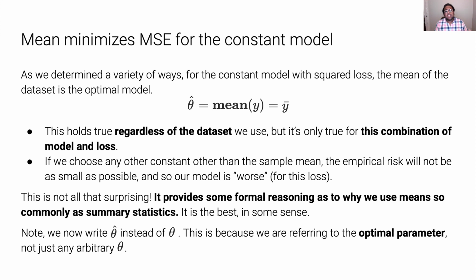If we choose any other constant than the mean, the empirical risk or average loss will not be as small as possible, and so our model won't be the best in some sense, and so it'll be worse. And so this shouldn't be that surprising. This explains why we so often use the mean of a set of values to describe it. It's not only convenient to calculate, but it's also the best in some sense. And so here we write theta hat because it is the optimal value of the model parameter theta for our given choice of model and loss function.